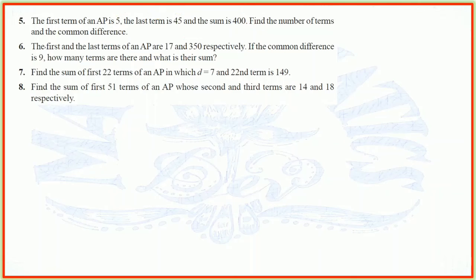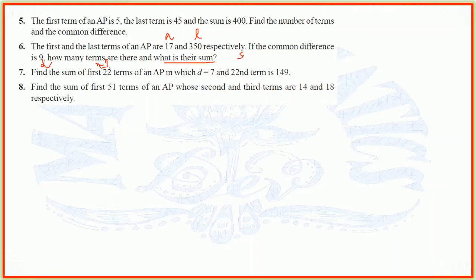Next question is question number 6. The first and the last terms of an AP are given. A is this one and L is this one. The common difference is 9, that is D, which is also given. How many terms? That means N, the question is looking for N. First of all, you have to find N. We have solved such questions in the previous section. And what is their sum?